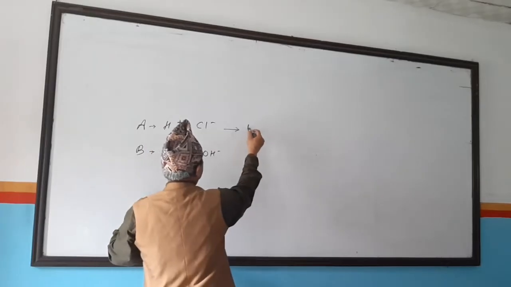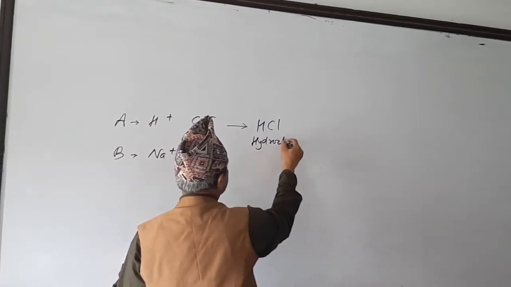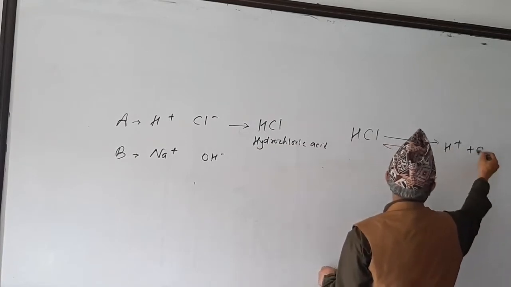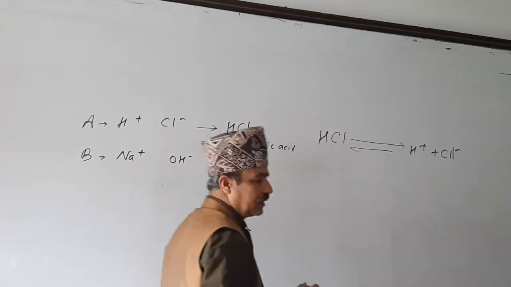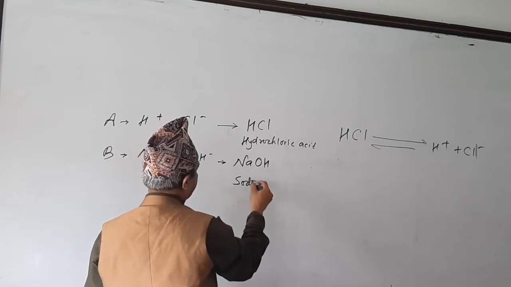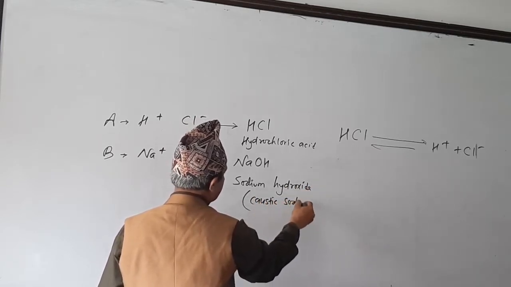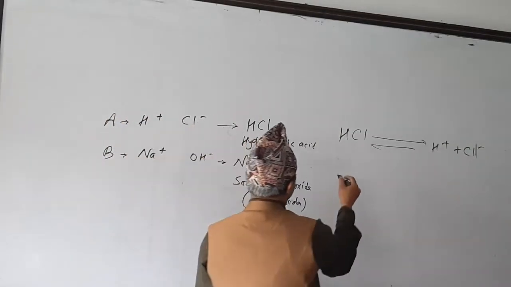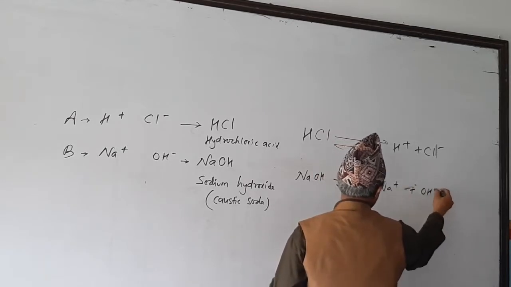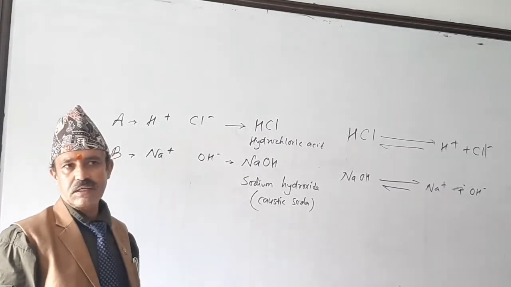What is the name of this compound? Hydrochloric acid. When it is dissolved in water, it gives H plus and Cl minus. Ions are formed like this, right? If here is Na plus and OH minus, what is formed? Sodium hydroxide, also called caustic soda. Sodium hydroxide gives sodium ion and OH minus ion when dissolved in water. So the first compound is hydrochloric acid. The second compound is sodium hydroxide. We have written their names.